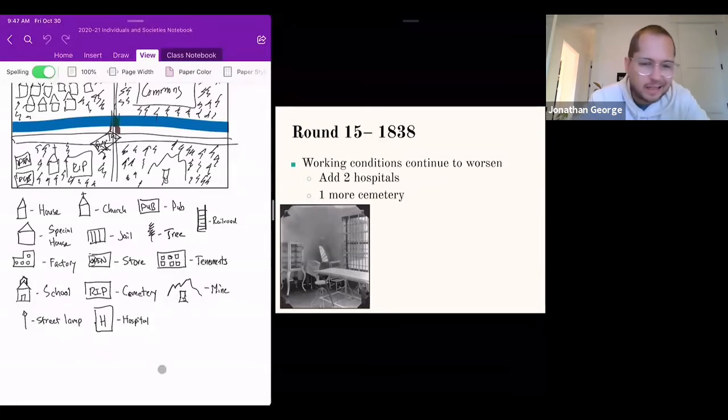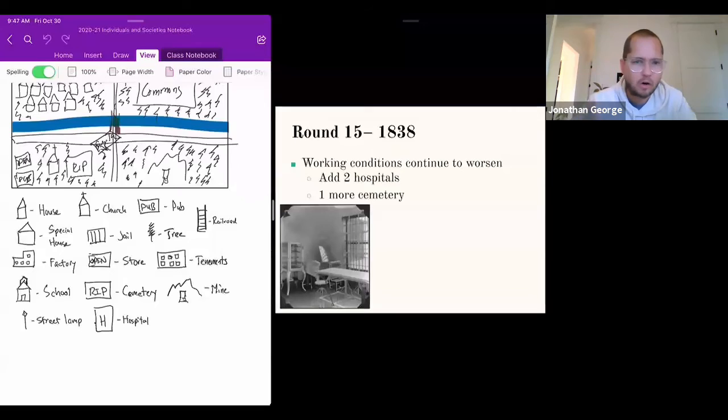Working conditions don't get any better yet. You don't have as much government regulation, government saying, hey, you need to make sure that everybody's wearing this and it's safe, and limiting the number of hours that they're supposed to work, so people are still being overworked. Add 2 hospitals and another cemetery.